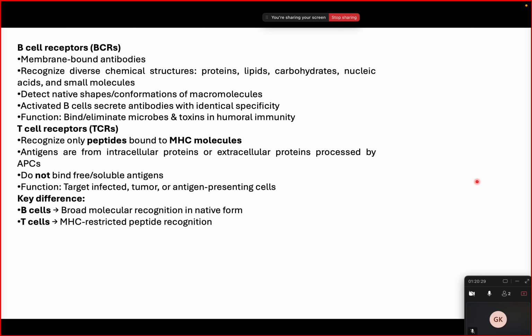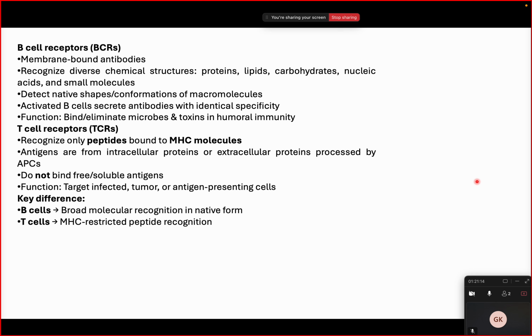So then we saw some of the B cell receptors. What are the properties of these B cell receptors? So they are membrane bound antibodies. They recognize diverse chemical structures such as proteins, lipids, carbohydrates, nucleic acids, and small molecules, because they are also antigen presenting cells. So they have to see the molecule as it is. They detect native shapes and conformations of molecules. Activated B cells secrete antibodies with identical specificity. Okay. The functions of B cell receptors include that they bind or eliminate microbes and toxins in humoral immunity.